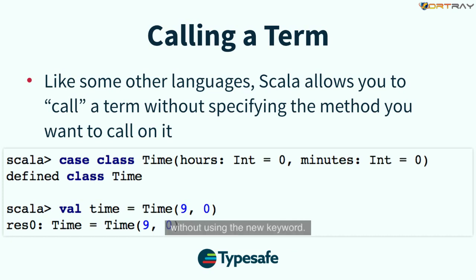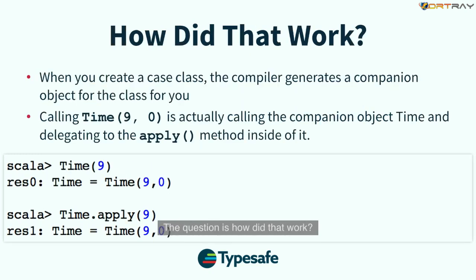using the new keyword. In this example, we have the definition of what a case class time is, and then we create a field time without using the new keyword to create the instance of time that it binds to. The question is, how did that work? When you created your case class, the compiler generated a companion object for the class for you. And it also generated an apply method inside that companion object, which is a factory for that time instance.